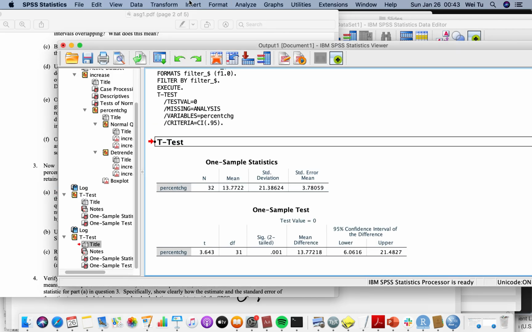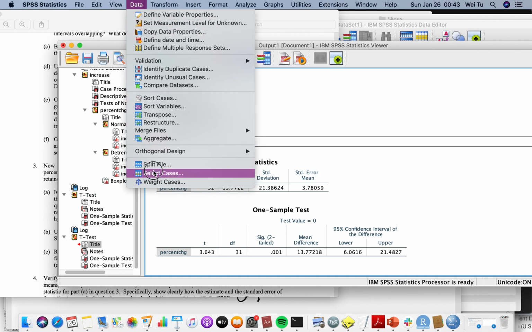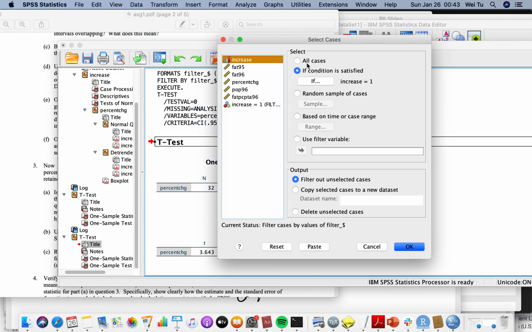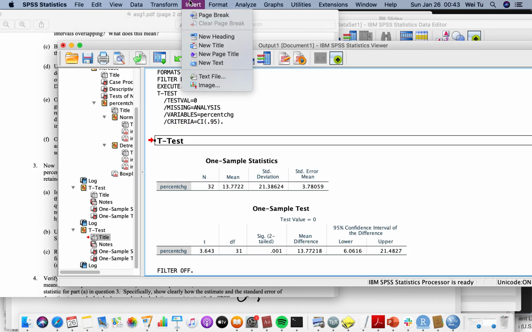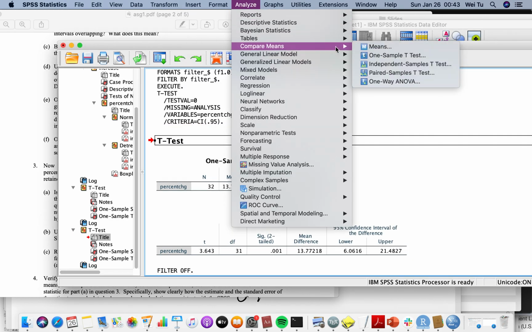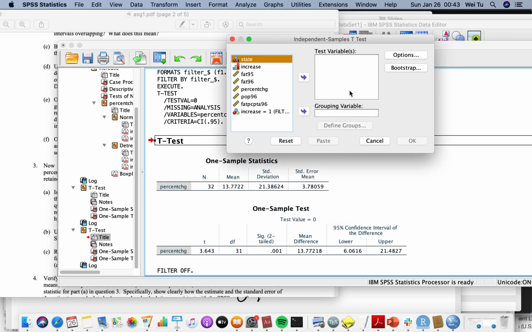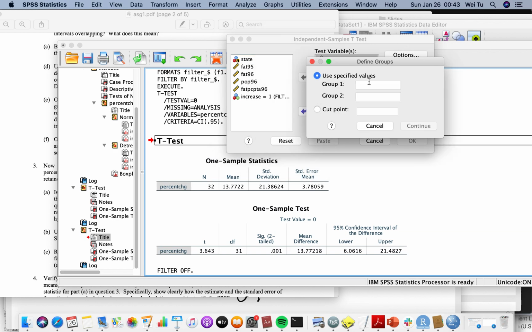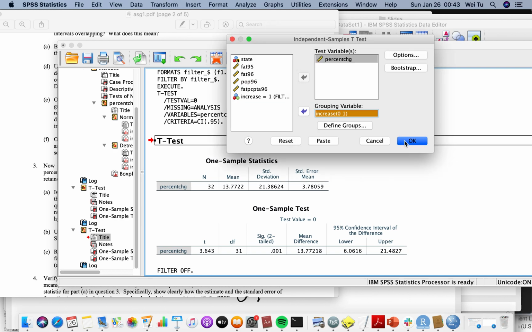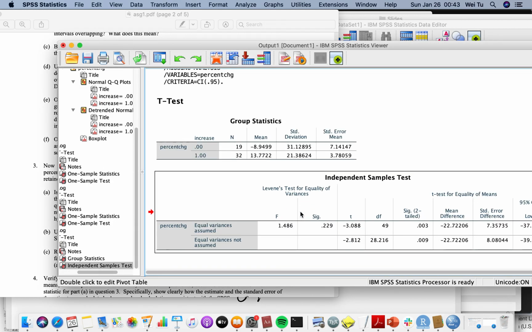Before we do the test, we have to switch back to all cases. Then we do Analyze, then Compare Means, then Independent Samples T Test, and we put percentage change as the variable, the grouping variable is increase, the first group as 0, the no states, and the second group as 1, the yes states. Then we do continue, and OK. So this is the table we need.